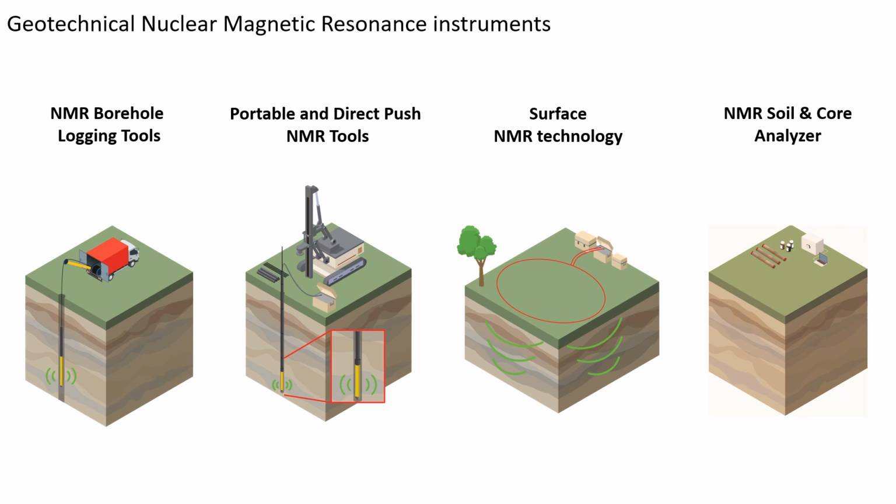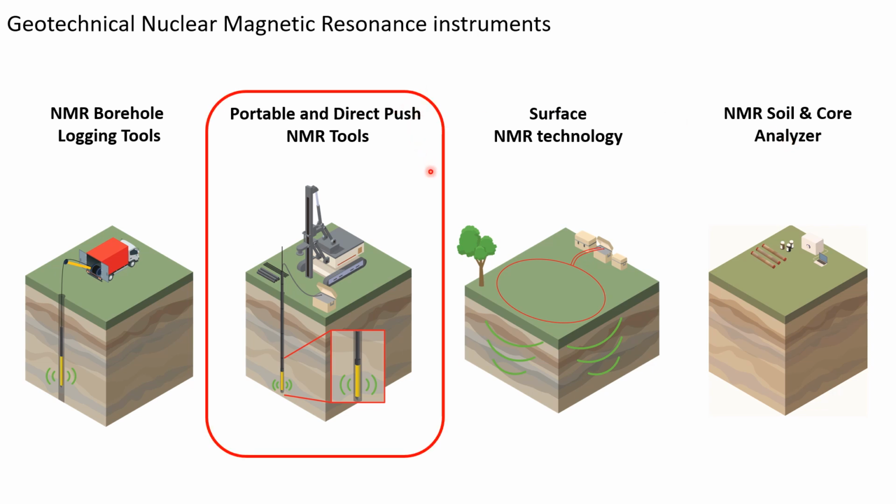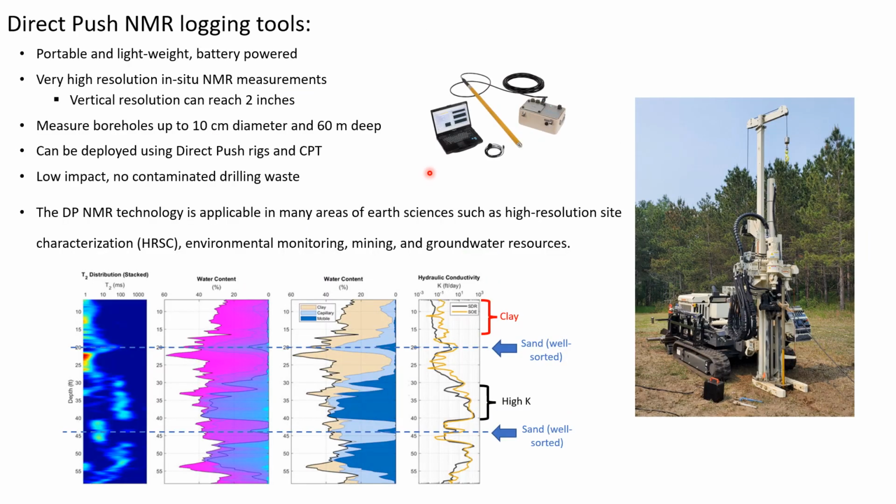Okay, so let's switch to the second family of NMR instruments and speak about portable and direct push NMR tools. These tools are very portable and light. They are battery powered, and they can provide very high resolution in situ NMR measurements, and they can provide vertical resolution as small as 2 inches.